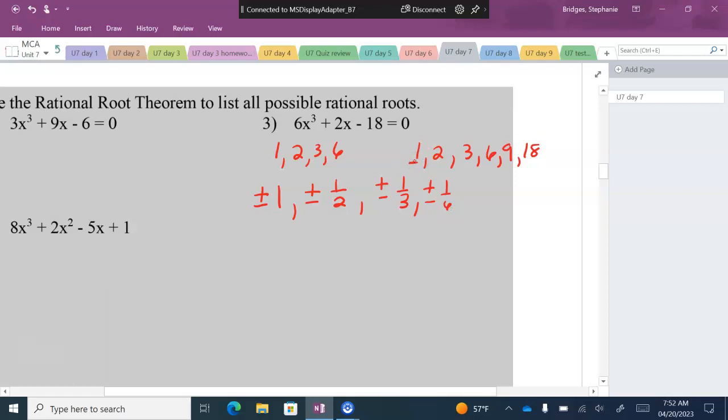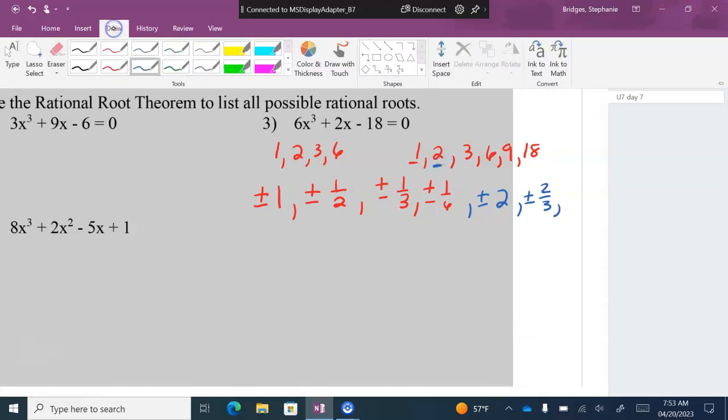Then we move on to the 2. So it's going to be plus or minus 2 over 1. If I do 2 over 2, that turns to 1, which I already have. And then plus or minus 2 over 3. And then if I do 2 over 6, what does 2 over 6 reduce to be? 1/3, right? Which I already have that as well, so I don't need to list it either. So I'm finished with the 2's now.